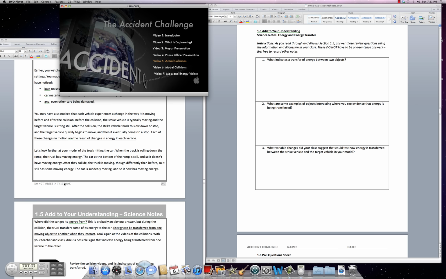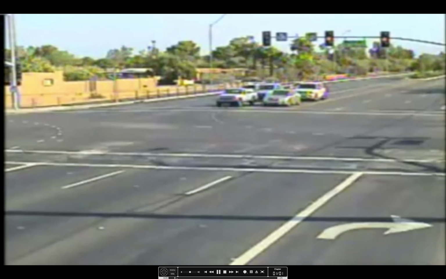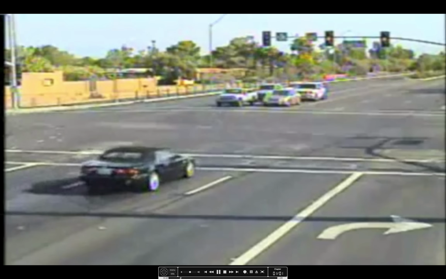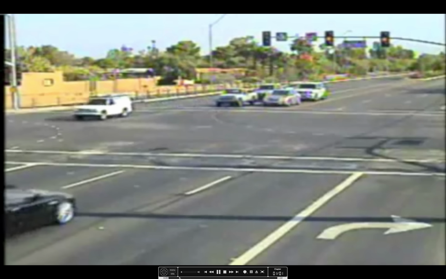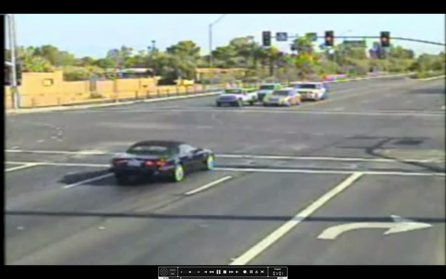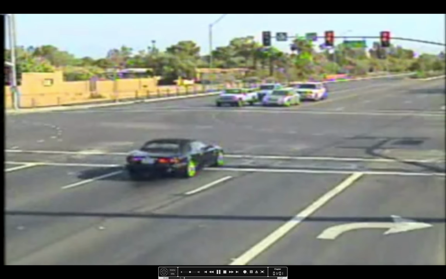So if you can take your LS1 DVD, you're going to look at video 5, actual collisions. This is the same video that was shown during 1.2. Students should now look at these videos not in the idea of changes in motion, but now of changes in energy. In section 1.2, they focused on changes in motion before, during, and after the collision. Now we're going to look at changes in energy with regard to motion.